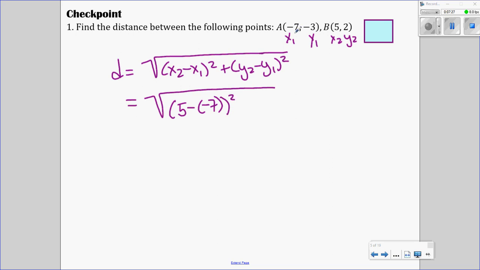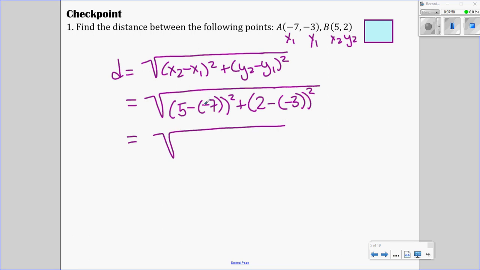If one of your x1 or y1 values is negative, make sure you put it in parentheses, because you're subtracting two numbers, whether positive or negative. And then your y2 is 2, and y1 is negative 3, so it's going to be in parentheses. And then the square. Don't forget the square. Don't forget the radical symbol.